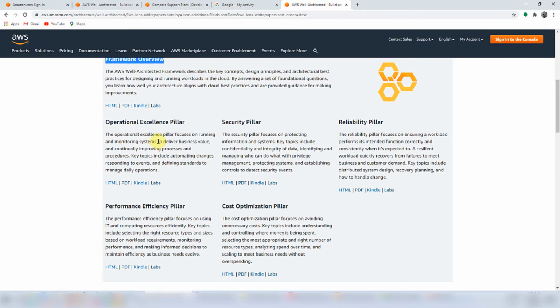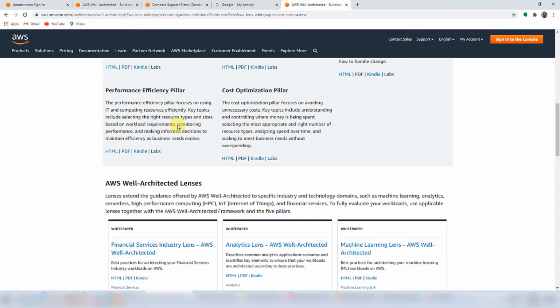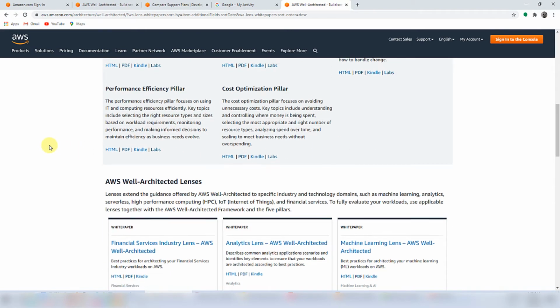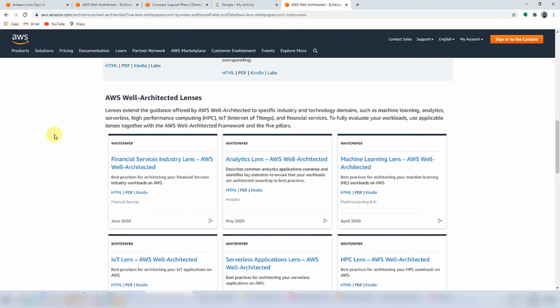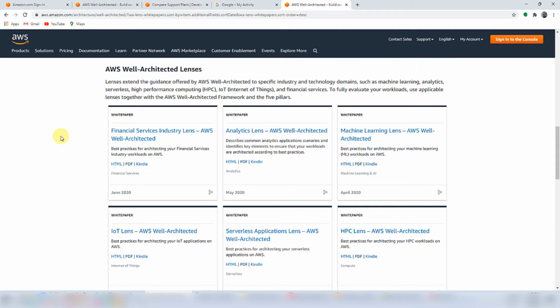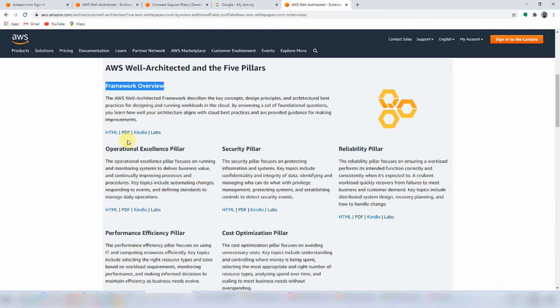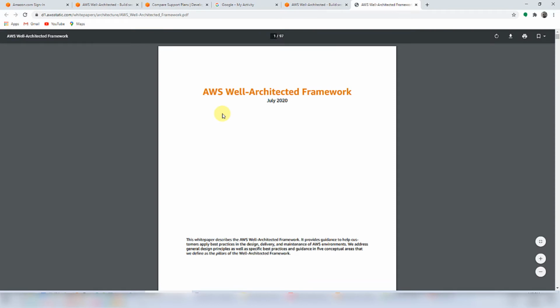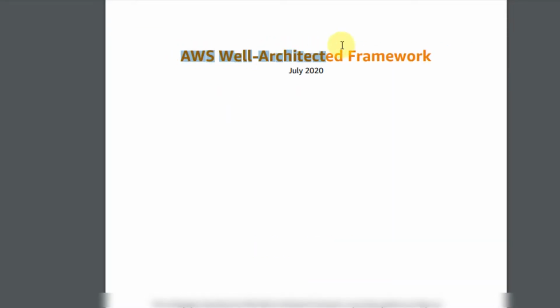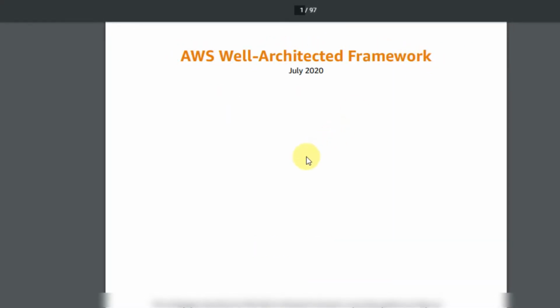each of the 5 pillars of the framework, and there are also other white papers discussing specific industry segments or specific vertical functionality from the perspective of the AWS well-architected framework. So you can take a quick look at the paper I'll be talking about. This is the paper I will review and summarize in this video.